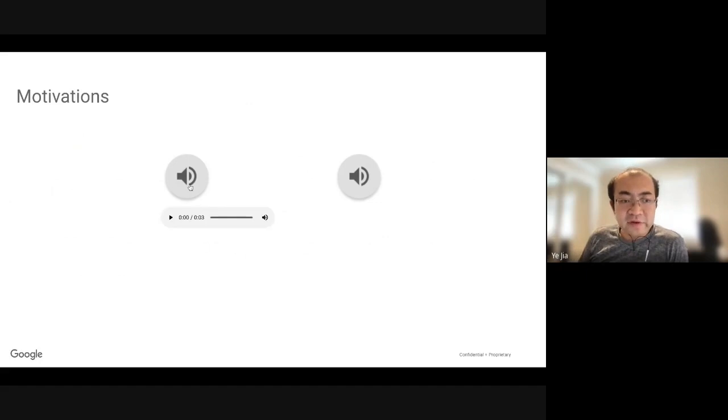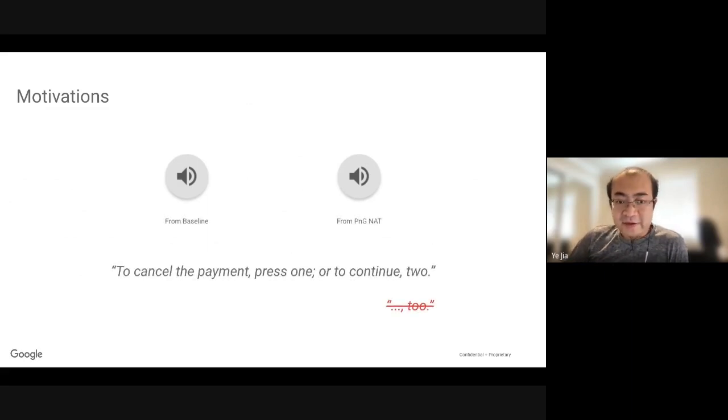Let's listen to the first version. To cancel the payment, press 1, or to continue 2. You may feel confused about what it means in the ending part. Let's listen to the second version. To cancel the payment, press 1, or to continue 2. You might get a better idea now.